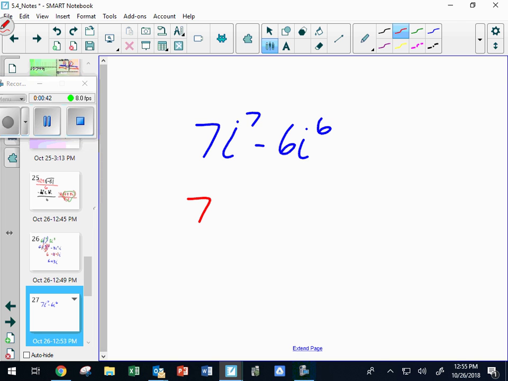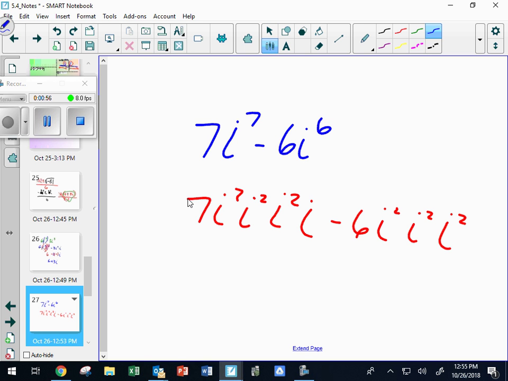So this 7i squared, i squared, i squared, minus 6i squared, i squared, i squared. I just made this into a whole bunch of i squareds. Why? Because i squareds are easy. They're negative 1. So really this just becomes a whole bunch of negative 1s. There are 3 negative 1s, which makes that a negative 7i.